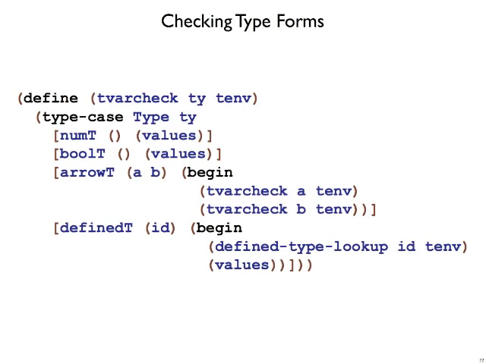Finally, tvarcheck just walks over types to make sure they're okay. So a number and a Boolean type, they're always okay, so we don't complain. In the case of an arrow type, we recur on the argument and result types. In the case of a defined type, we just make sure it's actually defined by looking it up. So if the name turns out not to be defined, we'll raise an exception. Otherwise, the name was defined, and so we succeed.